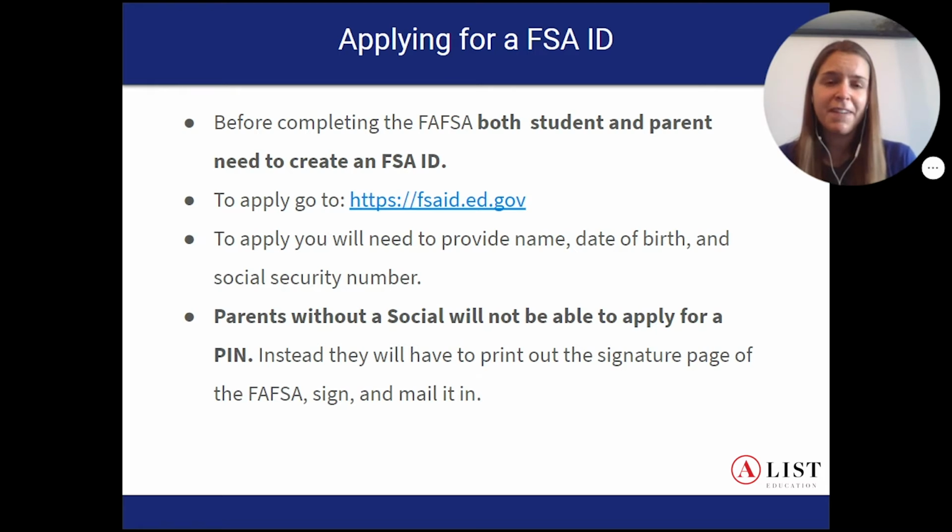The first step to completing the FAFSA is applying for an FSA ID. So both the student and the parent need to create an FSA ID, and this is essentially the way that a student will be able to sign their FAFSA. They'll need to provide a name, date of birth, and social security number. Parents that do not have a social security number will not be able to apply for a PIN. Instead, they will need to actually print out the FAFSA, sign it, and mail it in.